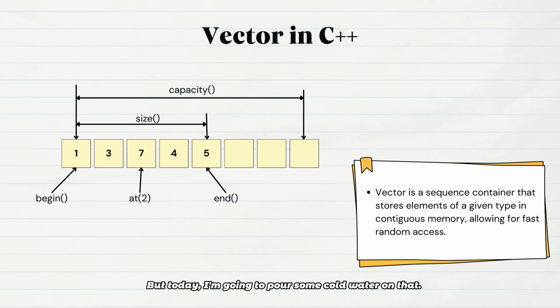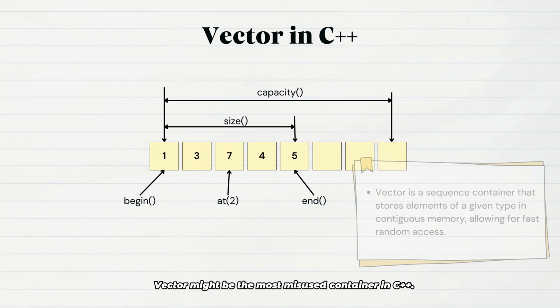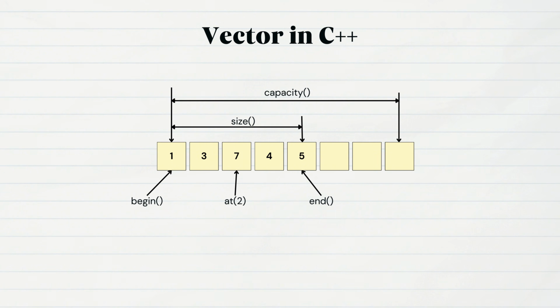But today I'm going to pour some cold water on that. Vector might be the most misused container in C++. Not because it's difficult, but precisely because it's so handy and intuitive that we often overlook its critical underlying logic. Today, let's truly understand its underlying mechanics and avoid the pitfalls hidden in our code.